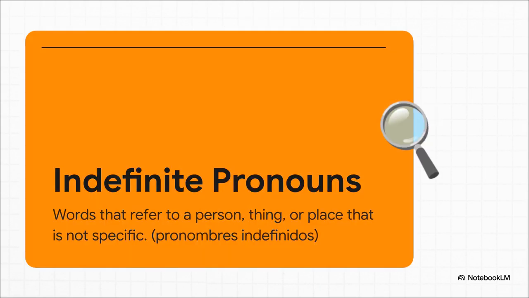So, what are these things, really? Well, at their core, indefinite pronouns are just the words we use when we're not being specific. Think about it. When you say someone or everywhere, you're not pointing to one particular person or a single spot on a map. You're being general.